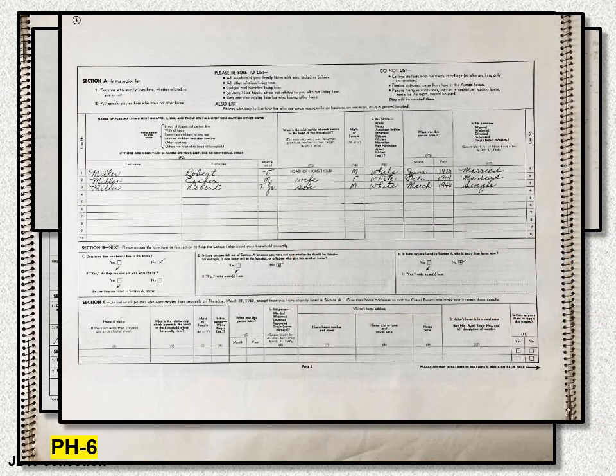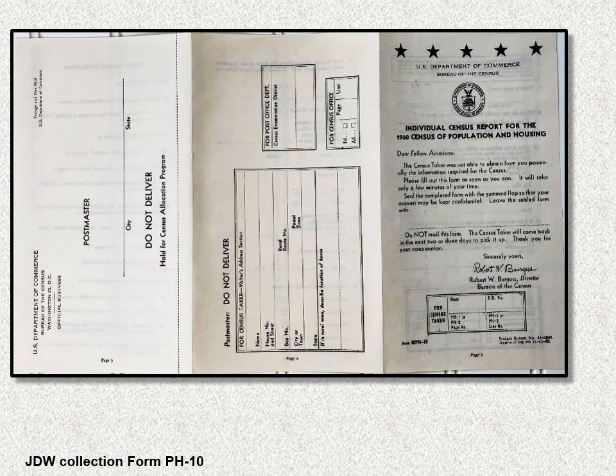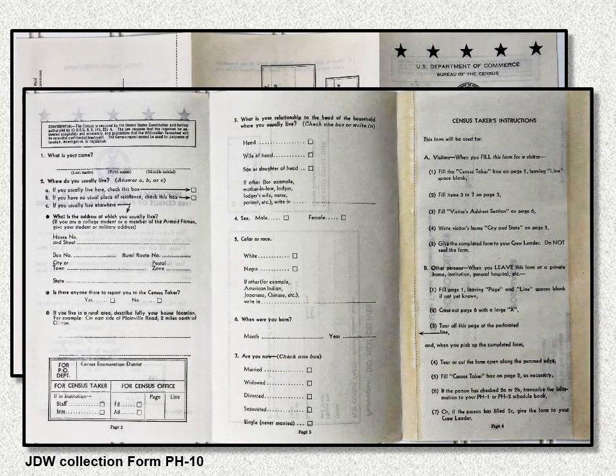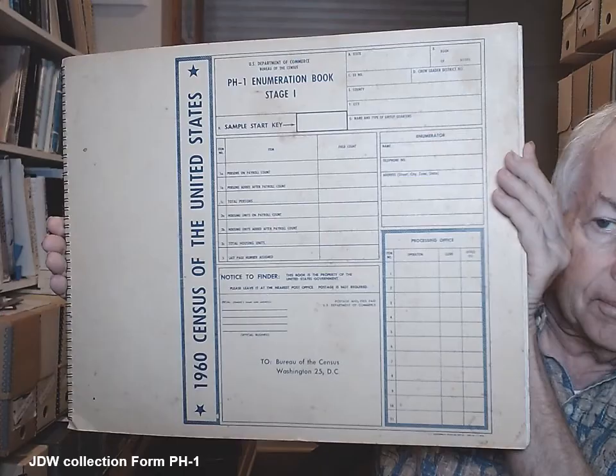And then the same information is asked about the family. There are other forms that were given to households, like this individual census report. That's part of the kit. These are people who are visitors that are there. They may not be put on the actual form for the household, but need to be tracked down.